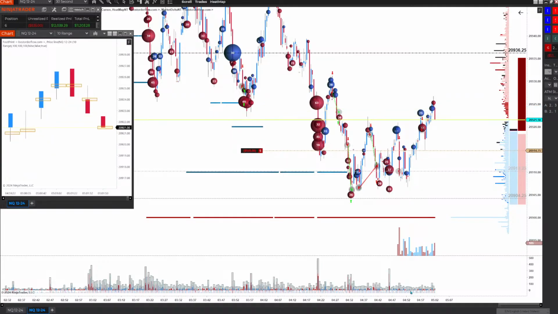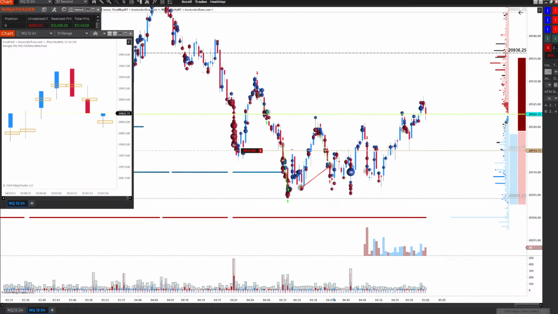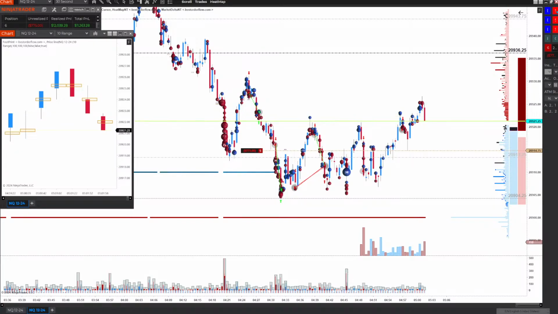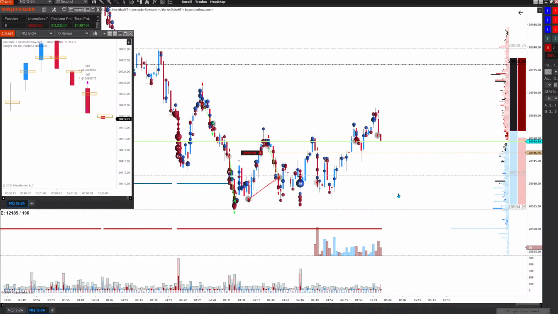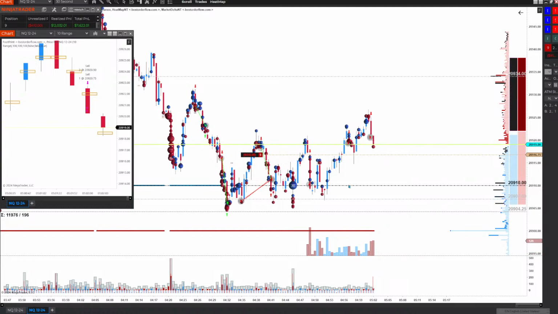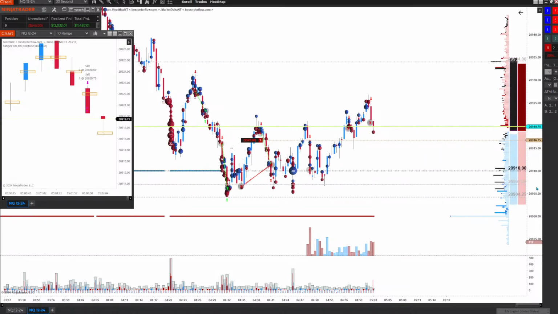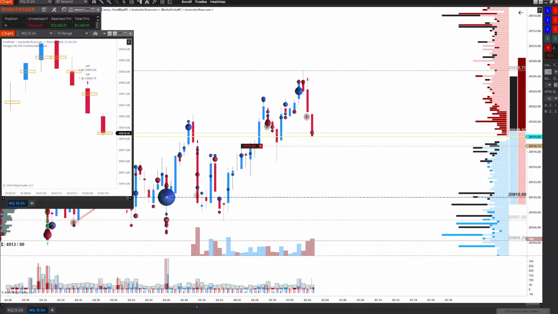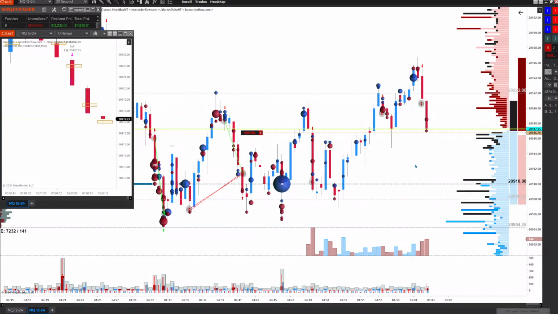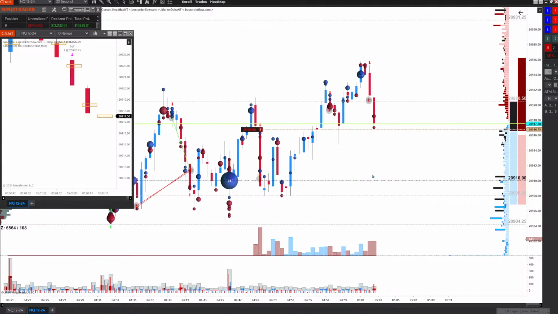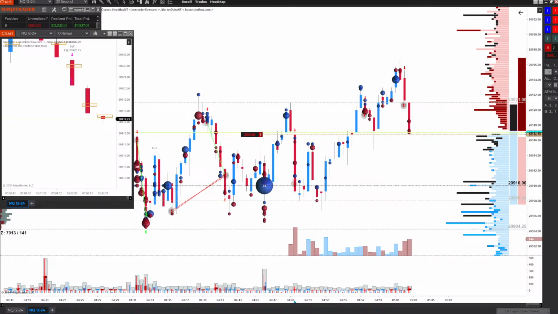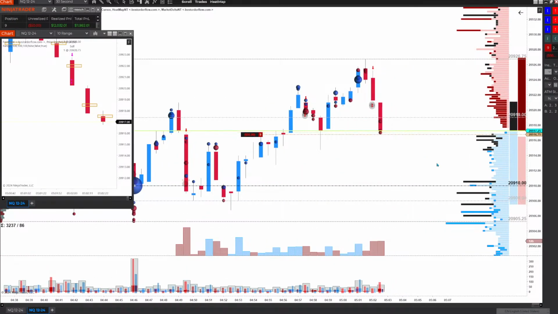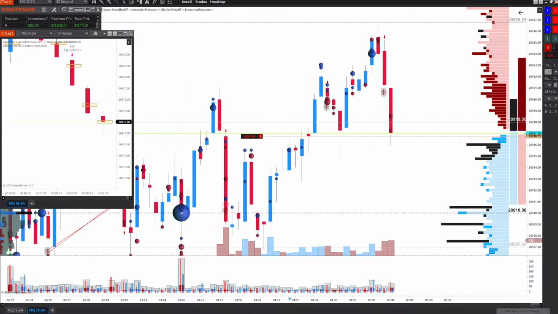Here we go. Should I add another 3 contracts? Order filled. Yeah, we have a chance to go at least up to this price level. Okay. This is a 30-second chart with Bookmap and Level 2 indicators, Level Delta 2 indicators, right from NinjaTrader.